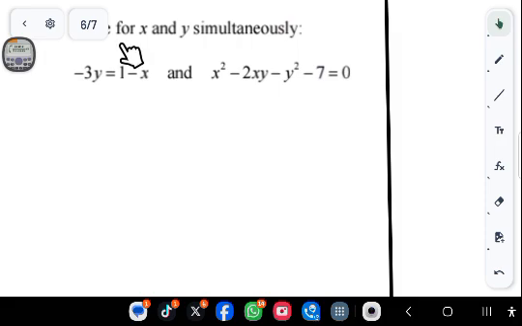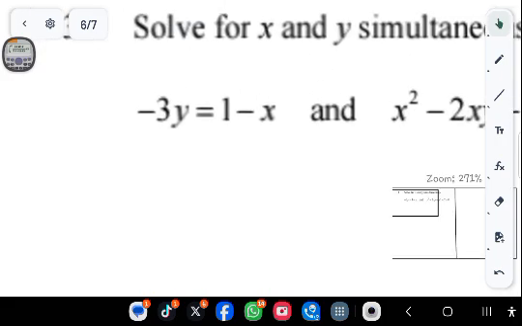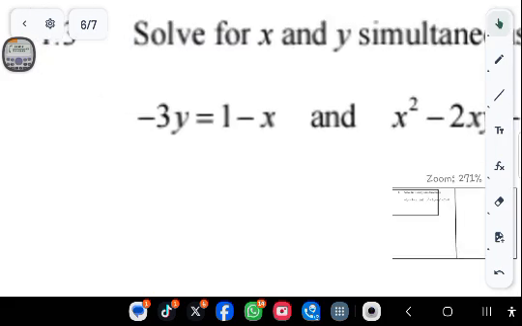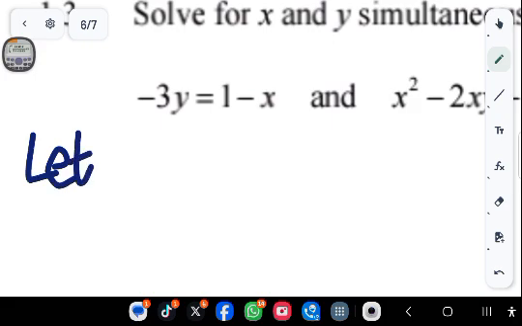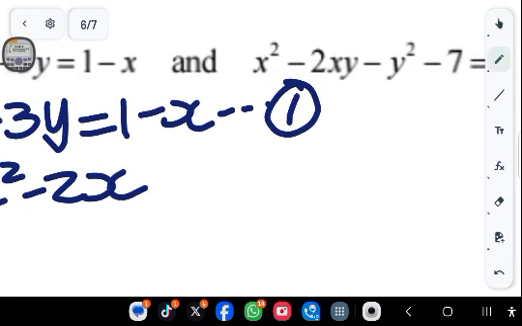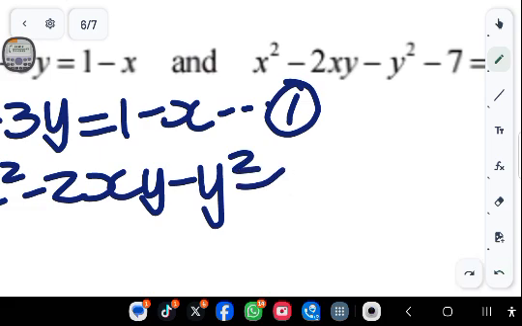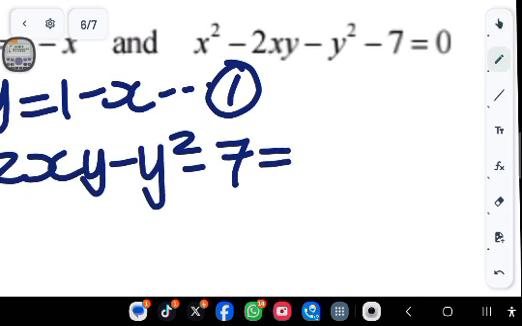That is 1.3. Solve for x and y simultaneously. This is a simultaneous equation. So what you do is you let one be equation 1 and the other one be equation 2. So let minus 3y equals 1 minus x be equation 1. Alright. And then the second one, minus 2xy minus y squared minus 7 equals 0. Let this be equation 2.